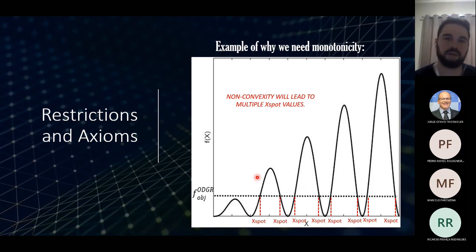And this is an example of why we need monotonicity. Because if we don't have monotonicity, what's going to happen is that we are going to have multiple values of X spot that give our ideal solution, or that get closer to it. Because if I take this ideal solution and put it here, my objective function will not lead to the value, but will get closer to it. And this is what we want. But we can't have multiple values of X spot. Okay? We can't have.